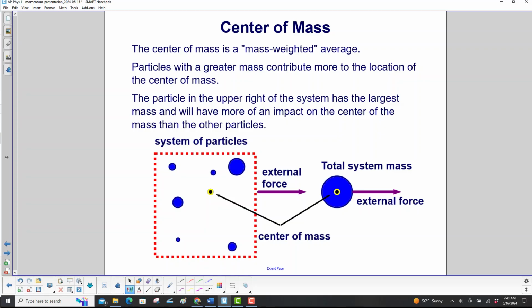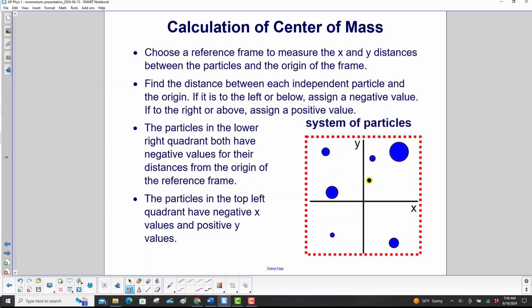The center of mass is a mass-weighted average. Particles with a greater mass contribute more to the location of the center of mass. The particle in the upper right of the system has the largest mass and will have more of an impact on the center of mass than the other particles. Choose a reference frame to measure the x and y distances between the particles and the origin of the frame. So here's the origin. We'll want to measure this x distance and this y distance.